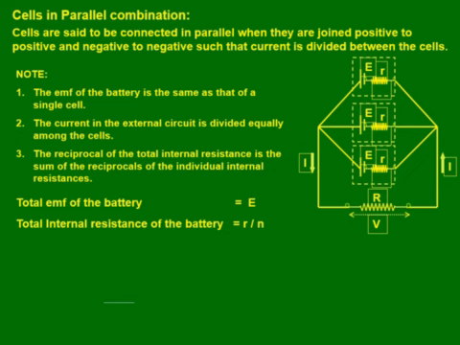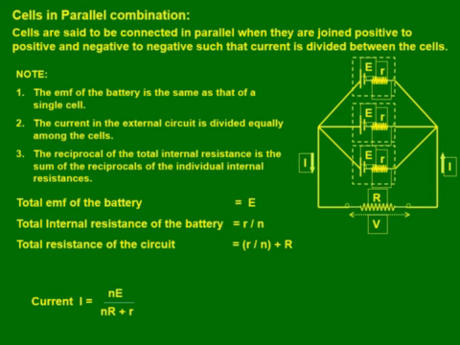Total internal resistance of the battery is small r by n. That is, n number of times small r is connected in parallel, so the resistance will become r by n. So total resistance of the circuit will be capital R plus r by n. Then what will be the current? The current I is equal to NE by Nr plus R.